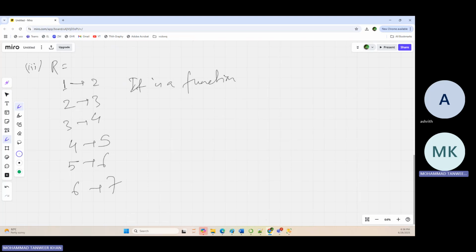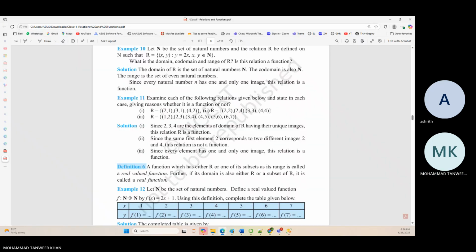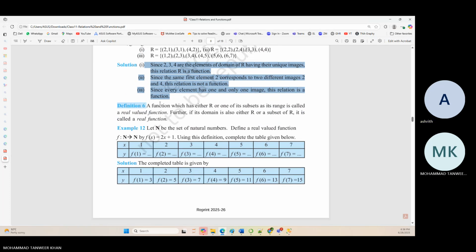Now you understood how to find whether it is a function or not. Yes, sir. And you move to the next question. Now you can read this, whatever is given in your book. Definition 6: a function which has either R or one of its subsets as its range is called a real valued function. If its domain is also either R or a subset of R, it is called a real function.